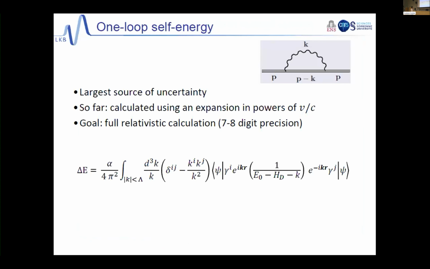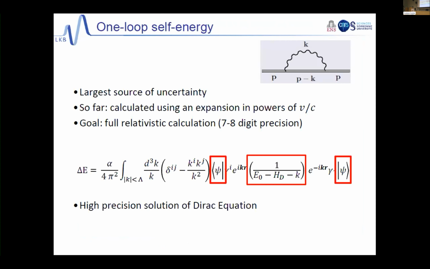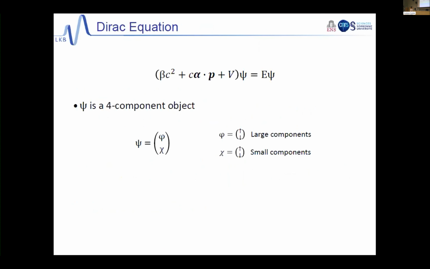This is the formula we have to evaluate to get the value of the one loop self-energy. I would like to highlight this: this is the Dirac wave function. And this mathematical object is the Dirac Green function. As we need these two mathematical objects, it means that to get this quantity, we first need a high precision solution of the Dirac equation.